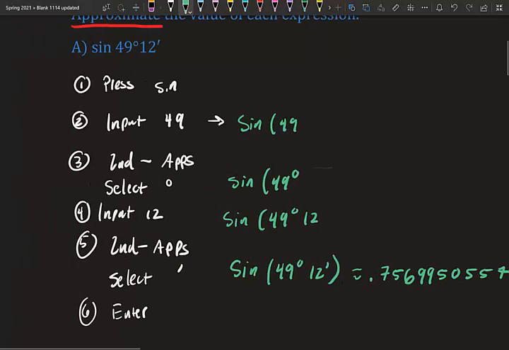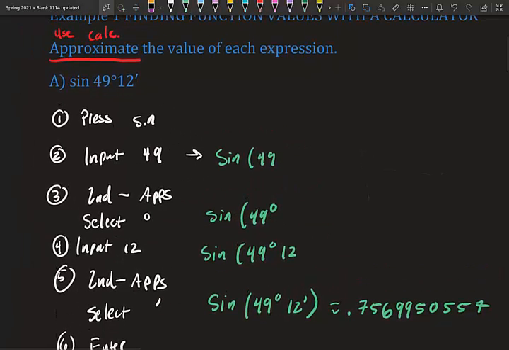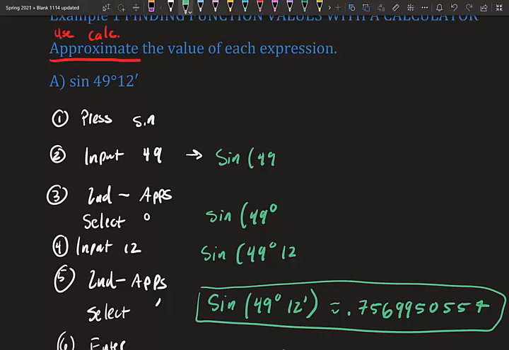0.75699505557. It doesn't say how to round. It doesn't say round to this place or anything like that. But we are working with 4 significant digits. So normally we would round to that, but right now we don't know anything about that. So we just keep it at 0.75699505557. Now, let's walk you through that all with our calculator.